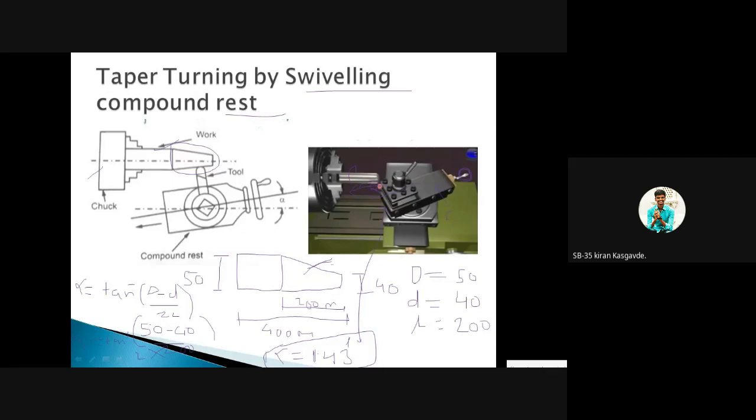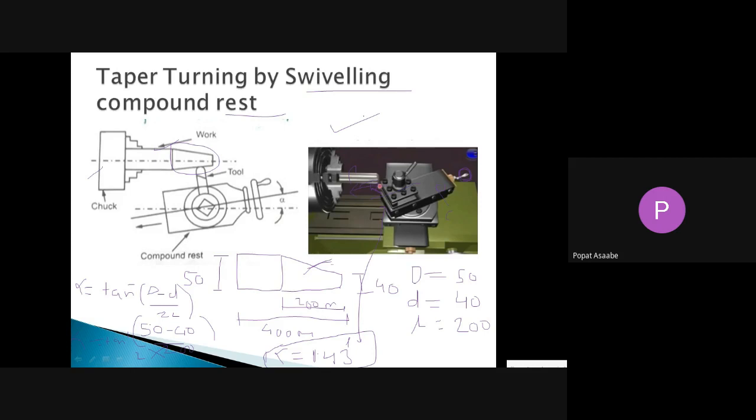Yes, sir. Understood. Okay, then what are the advantages of that swivelling compound rest method? This method is a more accurate method, and the surface finish of this method as compared to the form tool method is good. This is a very accurate method. Okay, these are the advantages of that method.